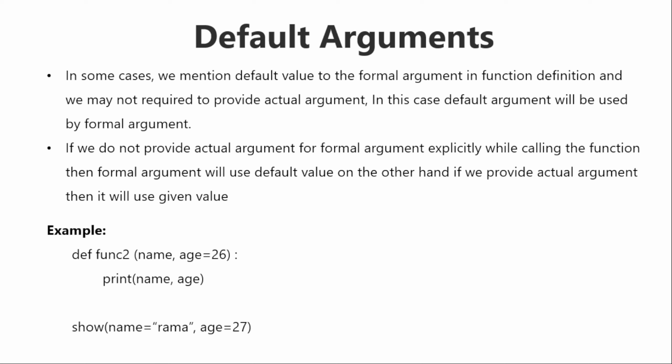Now let us move to default arguments. In some cases, we mention default values for the formal arguments in the function definition, and we may not provide actual arguments. In this case, the default values will be used by the formal arguments. Even if you don't pass any values, the default values will be taken into consideration and the data will be printed. If we do not provide actual arguments for the formal arguments explicitly while calling the function, the formal arguments will use default values. On the other hand, if you provide an actual argument, then it will use the given value.